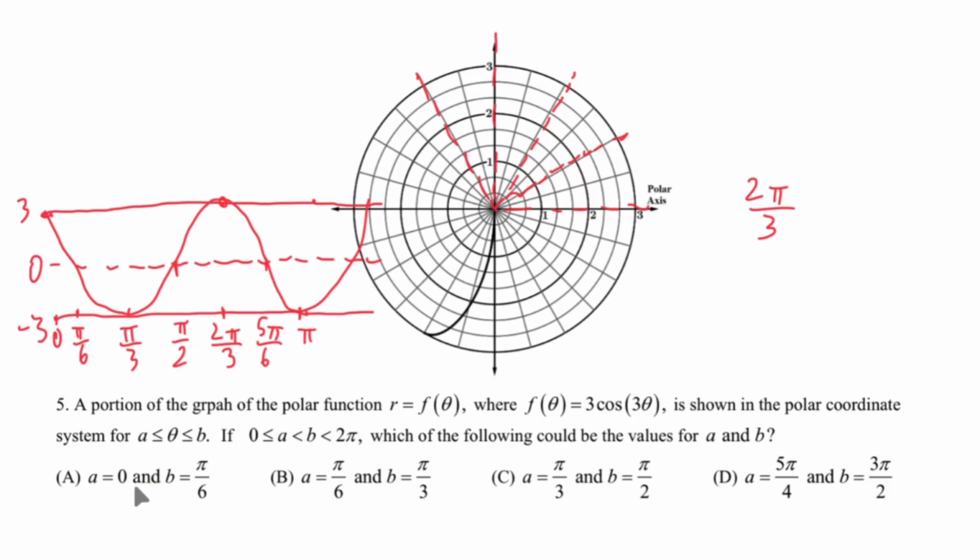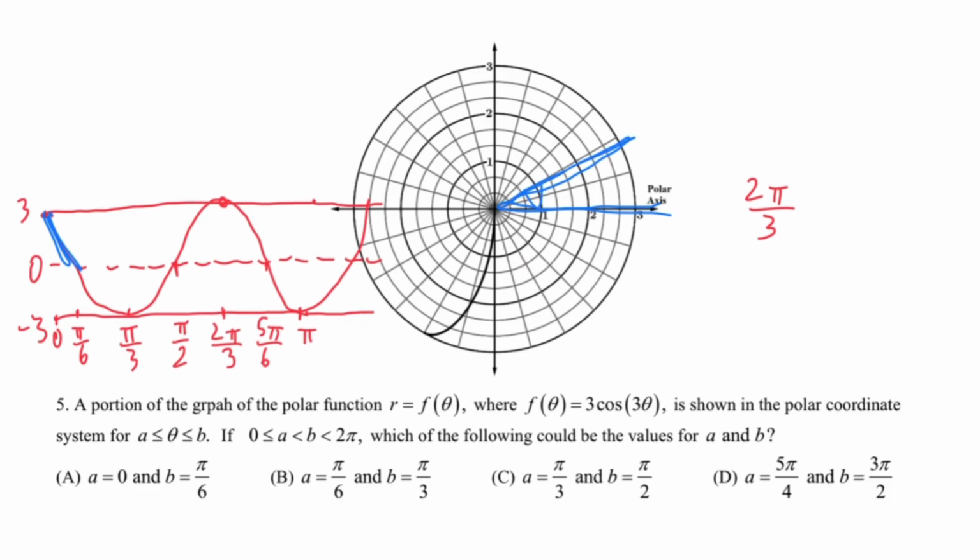Now I have to check A, B, C, D. A is 0 to pi over 6. So if we look at this graph, 0 to pi over 6 is here, which is positive. So I'm going to erase all what I have on the polar graph. And now I'm going to see where 0 to pi over 6 is on the polar graph. So 0 is here and then pi over 6 is there.